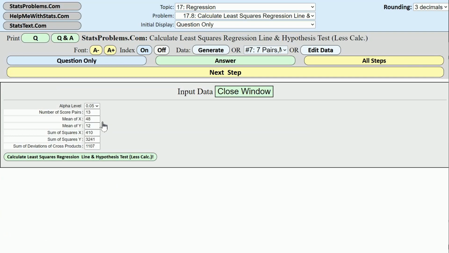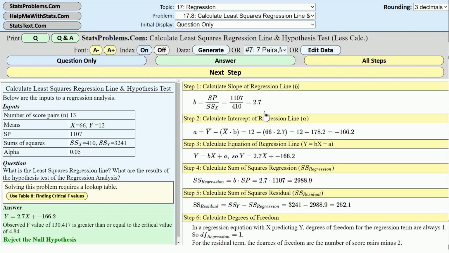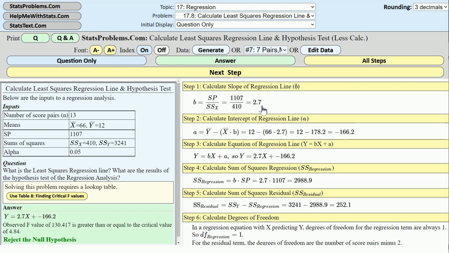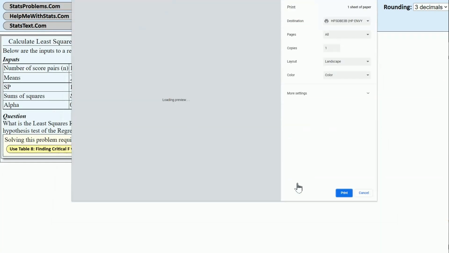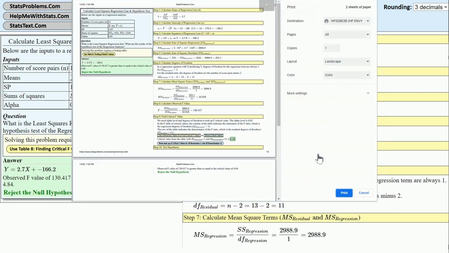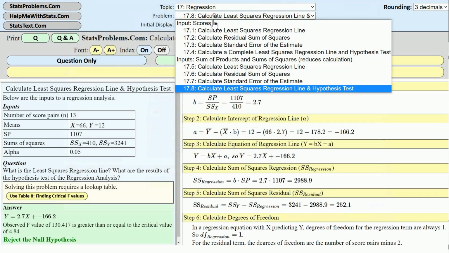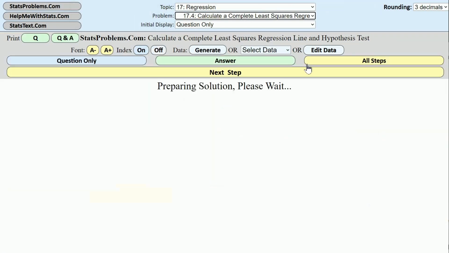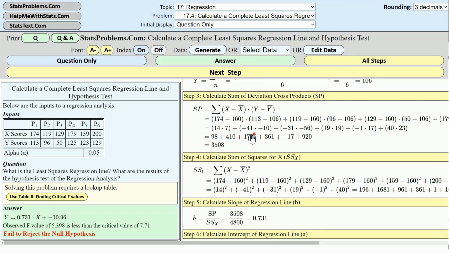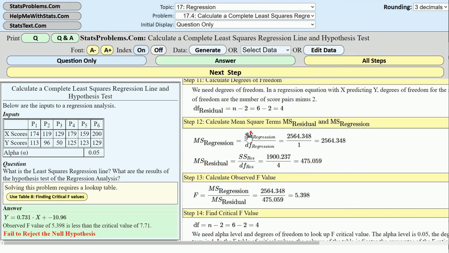The Edit Data button can help us create problems with customized input. Instructors can use this function to create problems with complete solutions to use on exams, in class, or for homework. For printed output, we can print the question. Or we can print the question with the complete solution. You can also work out the complete regression line analysis and hypothesis test with scores as input, but this problem solver takes a long time to work out with so many steps.